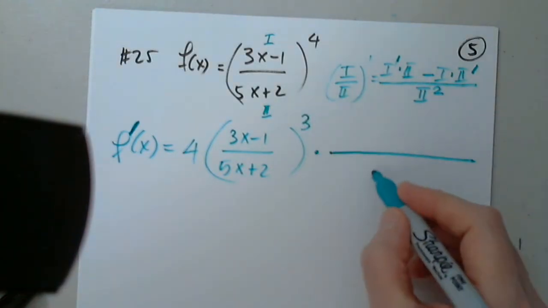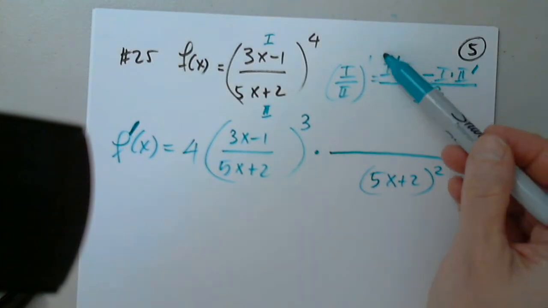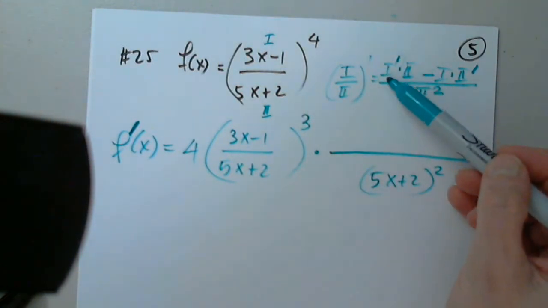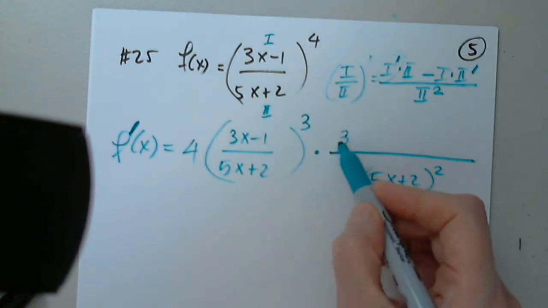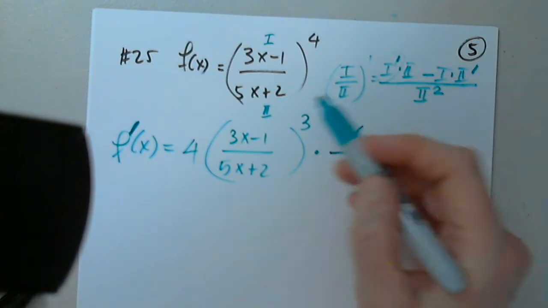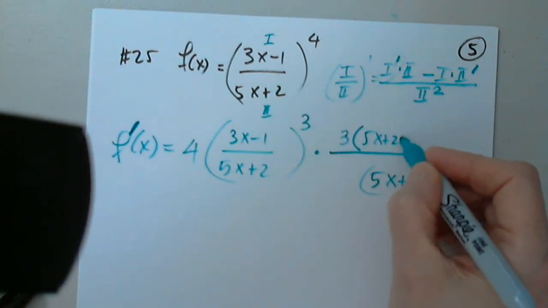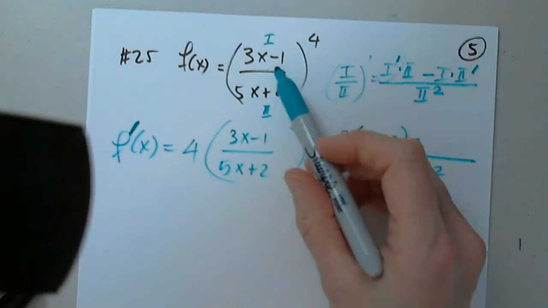So the denominator will be squared. Can anyone give us the top function prime? This piece. Can it just be 3x? Careful. Just 3. Yes. Times the denominator. I just have to copy it. 5x minus 2. Yep. And now the top, I copy it.